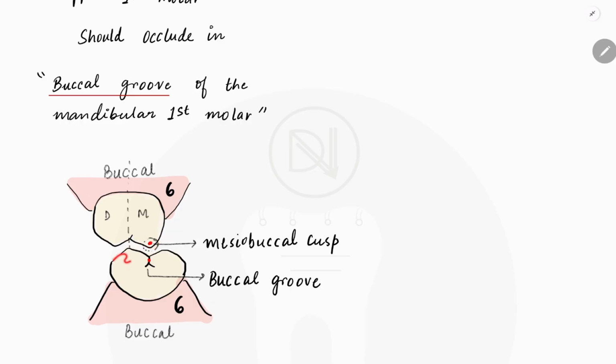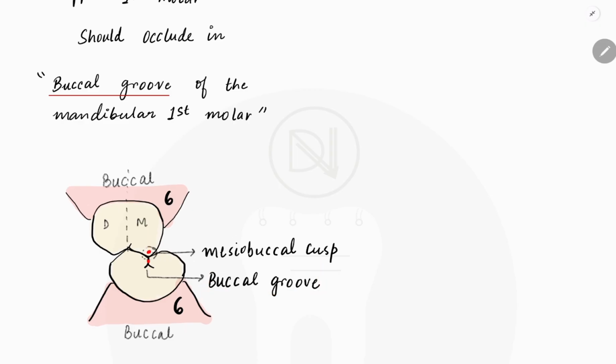It should occlude in such a way that when it comes into occlusion, it occludes in the buccal groove of the mandibular first molar. So after occlusion, this is what it will look like. The mesiobuccal cusp is going to occlude in your buccal groove. So this is what the final occlusion should look like for the ideal occlusion. So this was Andrew's first key to normal occlusion.